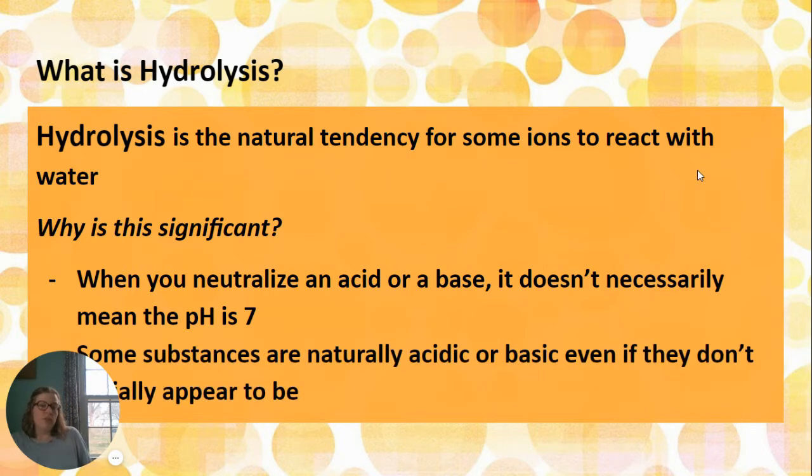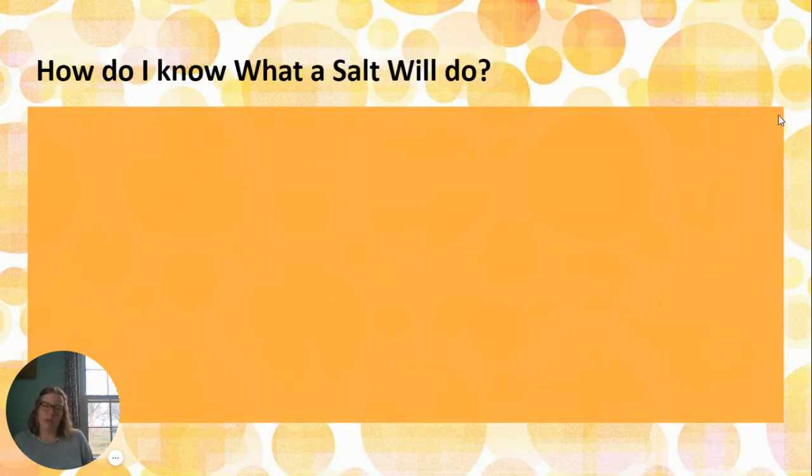And like I said, there's some substances that are naturally acidic or basic, even if they don't initially appear to be that way. So you might look at it and be like, oh, I don't know, base, I got nothing. We can take a look at that formula and try to figure it out. Now, I'm not going to cover every single possible instance, but I'm going to give you the basics here and we'll kind of talk about it.